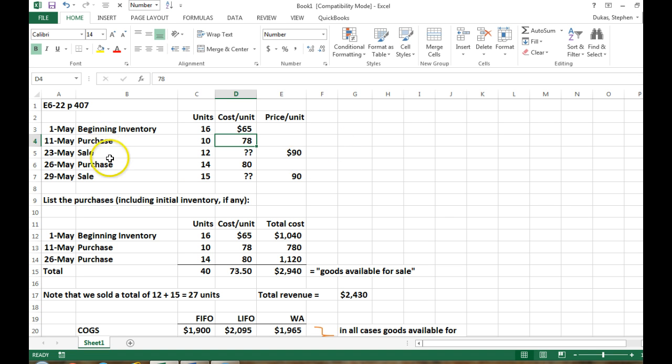So I've listed the items that have happened during the month. The easy way, rather than the kind of complex tables that are dealt with in the book, which are fine, I just want to give an alternate explanation of what's going on. The way I like to think about it is I like to focus on the purchases. So what I do is I list the purchases, including the initial inventory. I've done that down here.